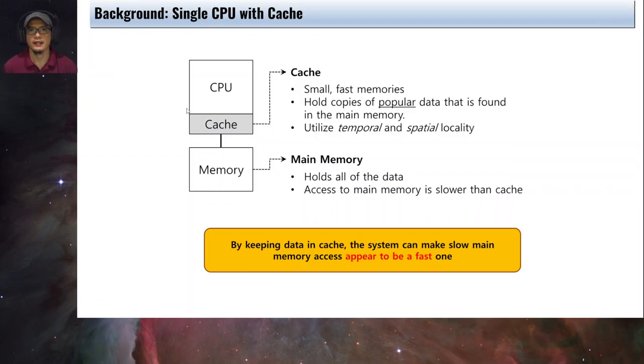But before we discuss the actual scheduling algorithms, let's have a short review or an overview of computer architecture. In this slide, we have a single CPU with a cache. Remember that the CPU is responsible for the actual computations, so it has the components ALU, and then it also has a control unit. And inside the CPU, there are fast storage devices called registers. Usually the computation will involve the use of registers and data from the main memory.